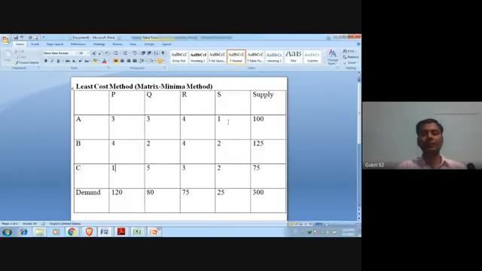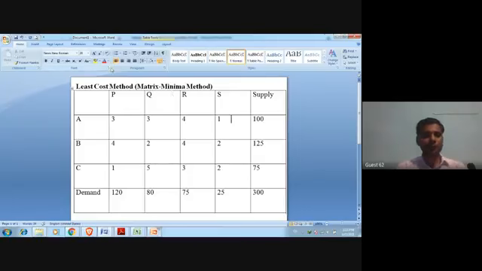Let us check in this row A and column S. Supply is 100, demand is 25. Which one is minimum? 25. And let us check in CP. Supply is 75 and demand is 120. So between these two cells, which one is minimum? 25 is minimum. So we will allocate first in this cell, that is by factory A to warehouse S.